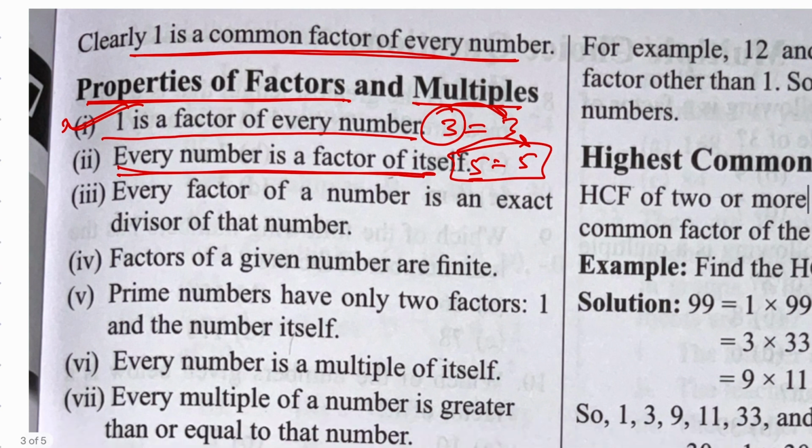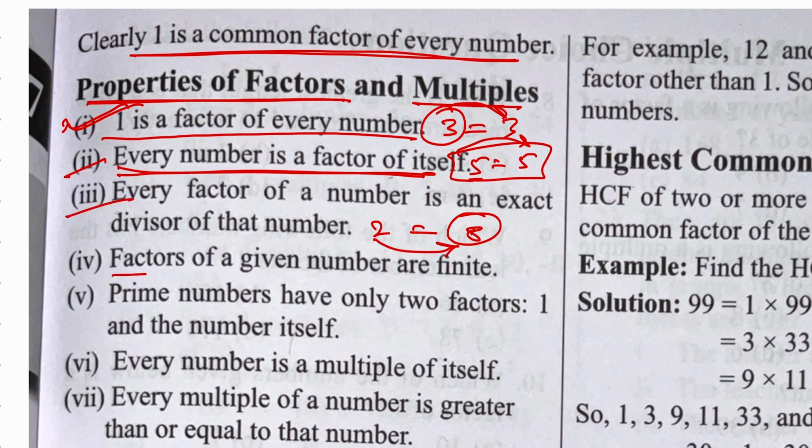Every factor of a number is an exact divisor of that number. If any number is a factor, for example 2 is a factor of 8, yes or no? This 2 will always divide this 8 100% with no remainder, right? So in this case, every factor of a number is an exact divisor of that number. Is it correct?